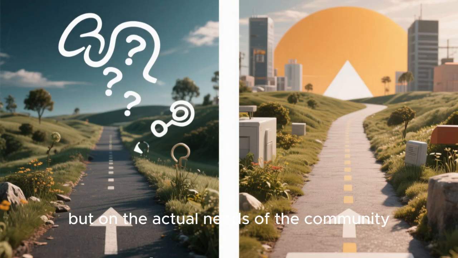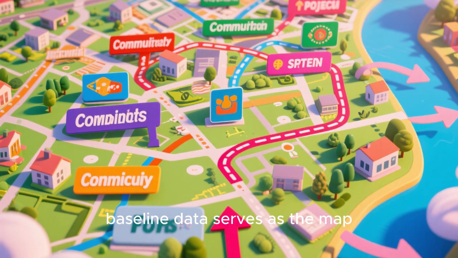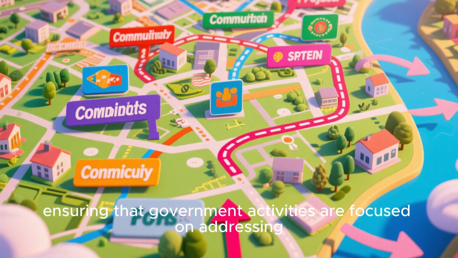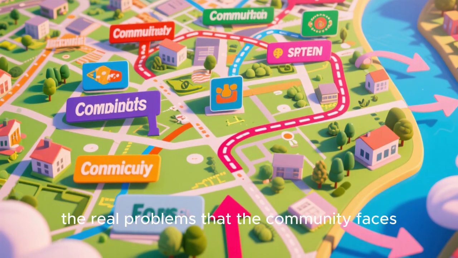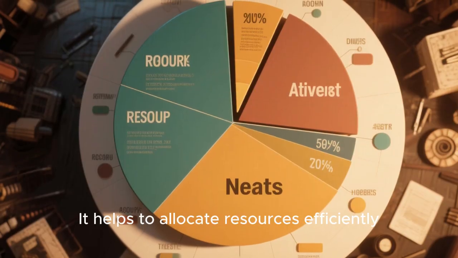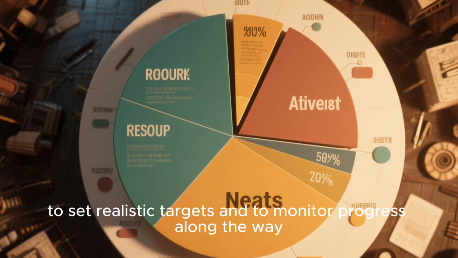of the community. During implementation, baseline data serves as the map. It directs every step of the project, ensuring that government activities are focused on addressing the real problems that the community faces. It helps to allocate resources efficiently, to set realistic targets, and to monitor progress along the way.